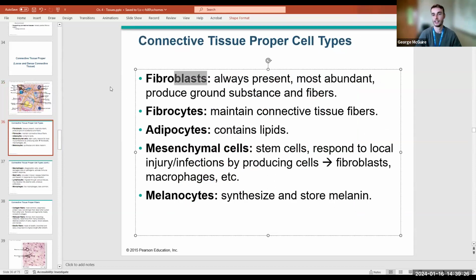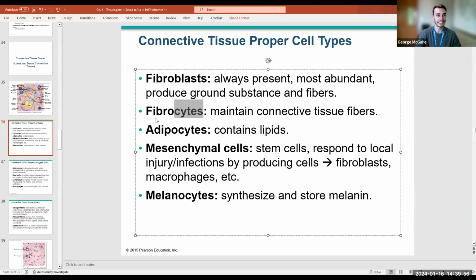So the first one, the suffix blast is always referring to some type of stem cell. So any kind of blast, a fibroblast, an osteoblast, those are stem cells that are responsible for producing more cells or more of the ground substance, more of the matrix. So ground substance and fibers. These are stem cells. Anytime you see blast, that is going to be something that is producing more of that tissue.